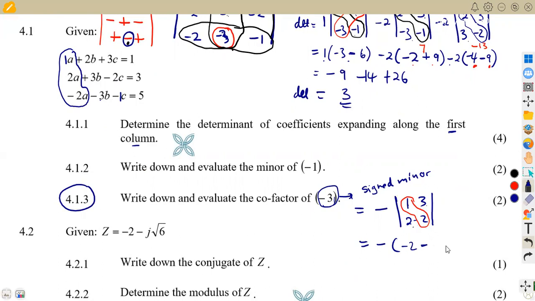So 3 times 2, that's 6. So it's going to be negative into -2, -6, which is -8. And our answer is going to be a +8. So that's a cofactor. It's a signed minor or a cofactor, okay? So that's what you're going to have.